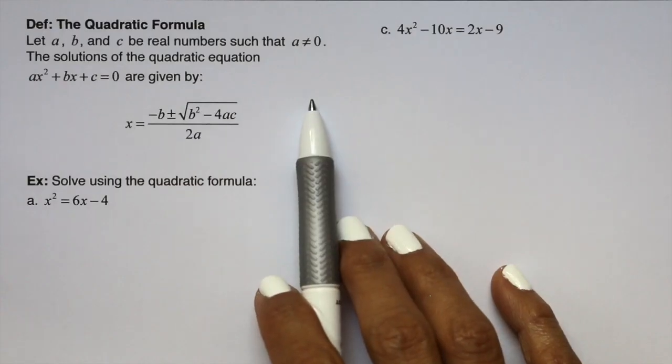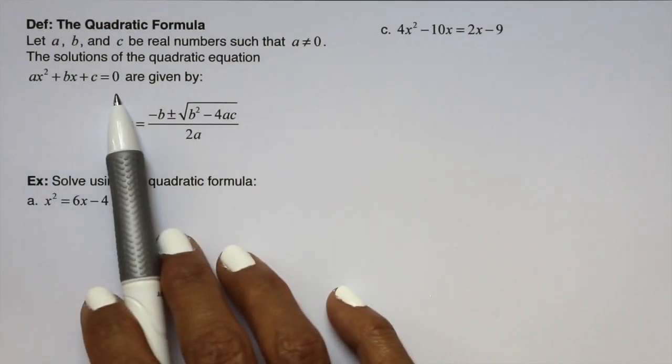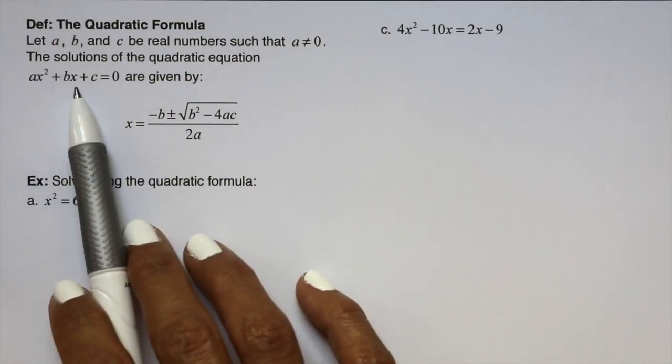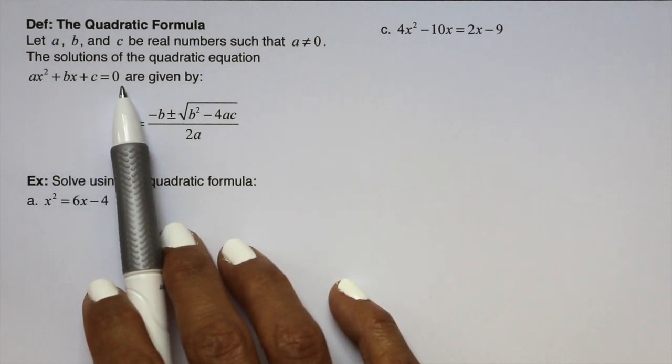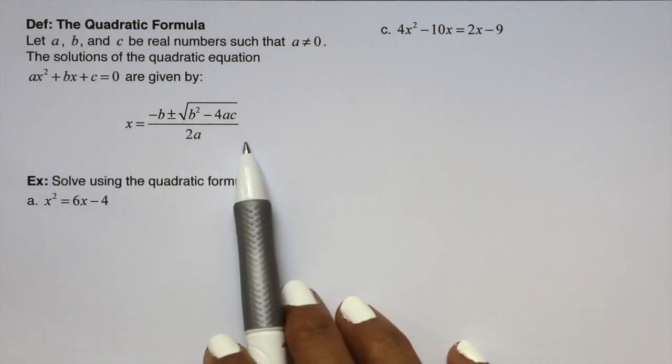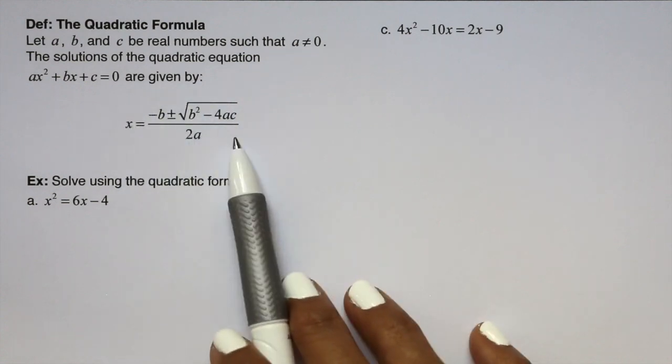In this lesson, we're going to solve quadratic equations using the quadratic formula. When your quadratic equation is specifically in this form, ax squared plus bx plus c equals 0, you can solve for x using your formula right here. And again, this is called the quadratic formula.